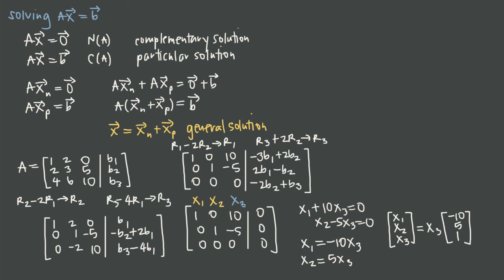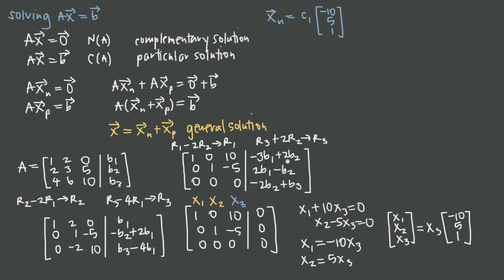So we say then that the complementary solution, the vector x sub n, is equal to some generic scalar, we'll call it c sub 1, times the column vector negative 10, 5, 1, and that is the complementary solution.